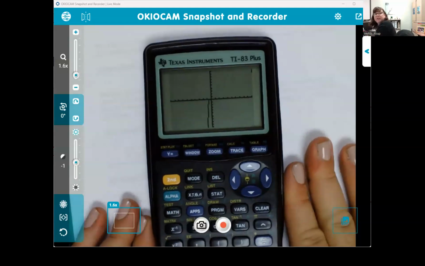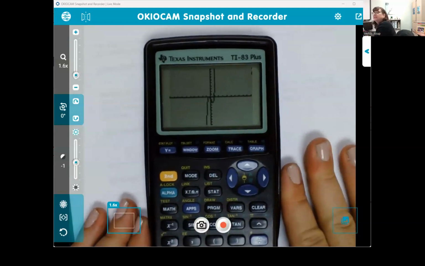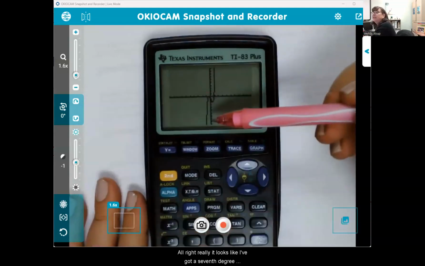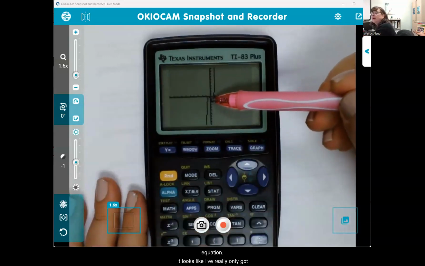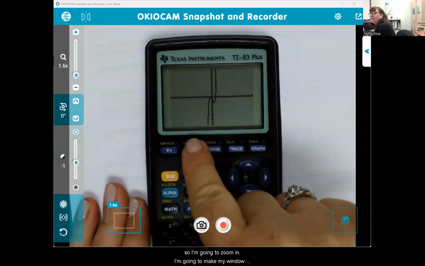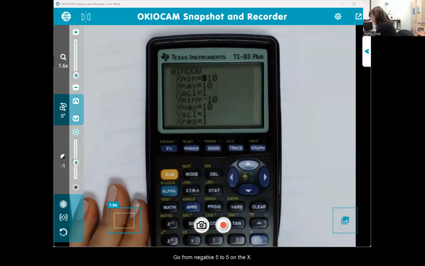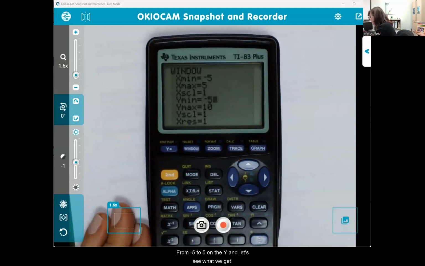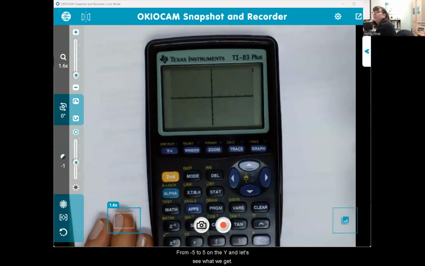Well, I'm not seeing much. Oh, okay, I'm seeing some things. All right, really, it looks like I've got a 7th degree equation. It looks like I've really only got a few little spots in here where I cross the x-axis. So I'm going to zoom in. I'm going to make my window a little bit smaller. I'm going to go from -5 to 5 on the x and from -5 to 5 on the y. And let's see what we get.